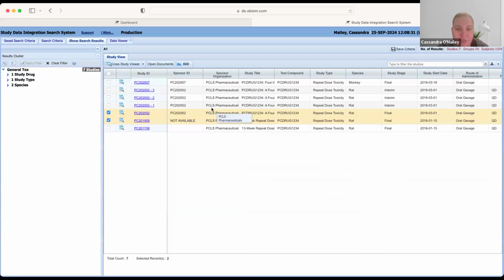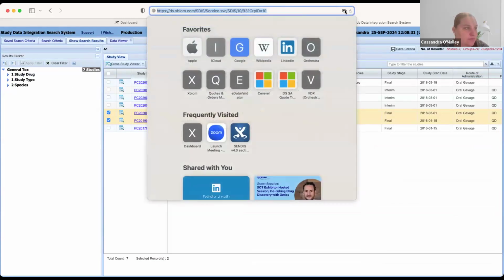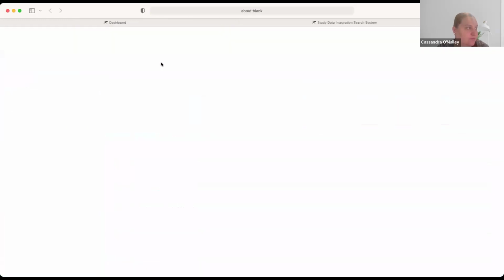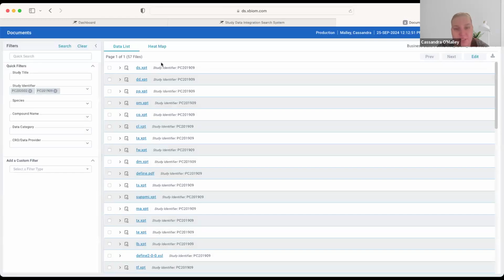I'm going to go back to my search criteria, and while this is still open, I can click the Open Documents. And once those are checked and I have the documents open, I can see that only 57 files loaded, and they all have the study identifier of one of the 2 studies that we chose. So without searching my entire documents folder, my repository has narrowed down the documents that were linked to these 2 studies. And in this case, we just have the SEND datasets and example study reports for these 2 studies.